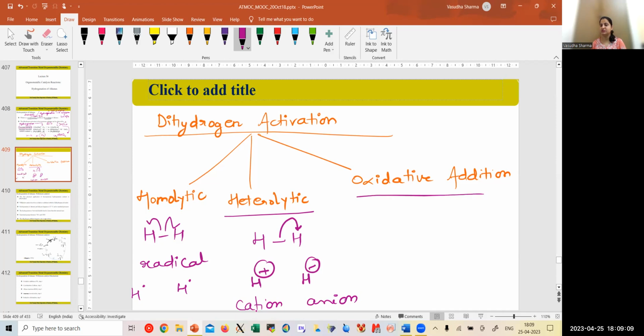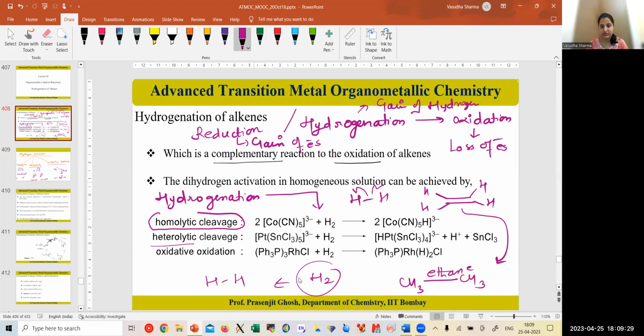And in oxidative addition, you have already seen this with palladium 0, for example. If I have this H-H, it binds with the palladium, and both H will take up the electrons from the palladium, and palladium now becomes 2 positive in nature. So this is where the dihydrogen activation can happen, and these are the examples that have been given.